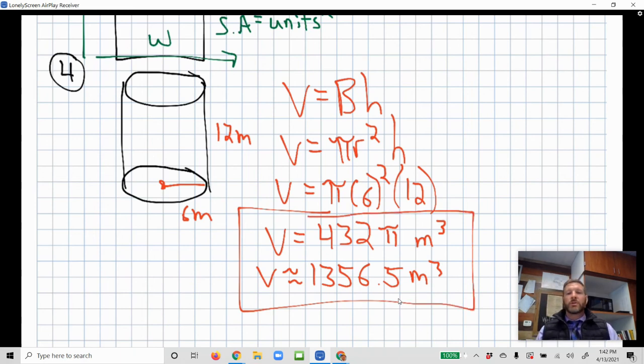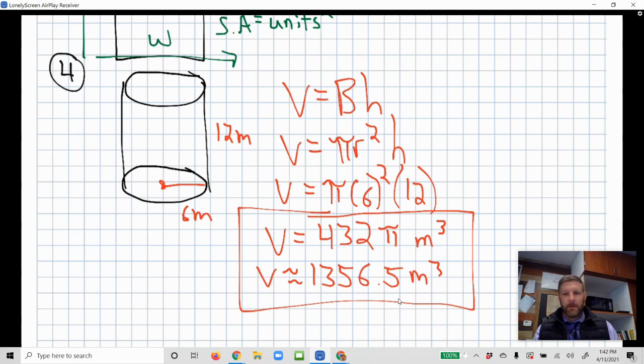Either of those is an acceptable answer. Some questions will actually want you to have both in terms of pi and rounded to the nearest tenth. So base times height. It's pretty simple. You just have to know how to find the base areas of the various shapes, whether it's a circle, triangle, rectangle, square, or regular polygon.